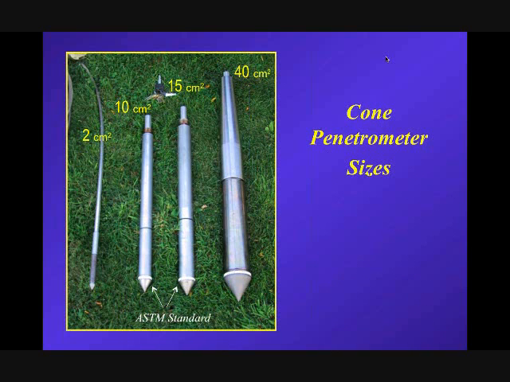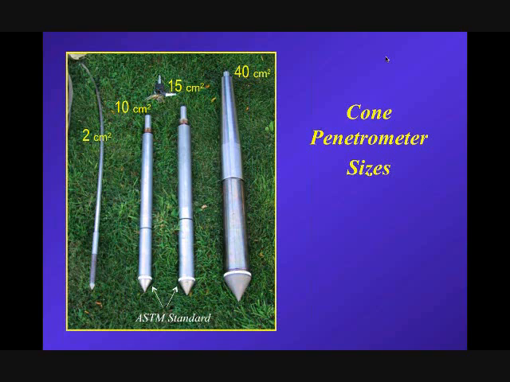This slide illustrates what the various probes look like. The original CPT that came out of Holland was 10 square centimeters in cross-section. That's about 36.5 millimeters in diameter, about 1.5 inches in diameter. But most standards also now accept the slightly larger 15 square centimeter. And in fact, the 15 square centimeter is becoming more popular because it is a little bit more robust than the original 10 square centimeter.